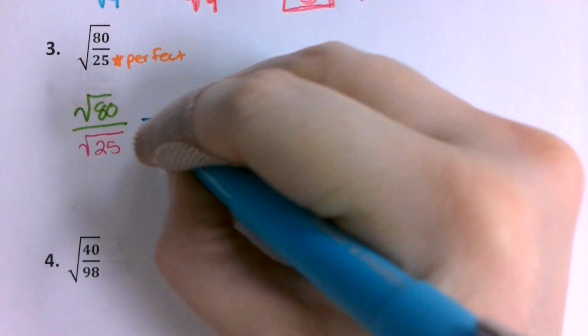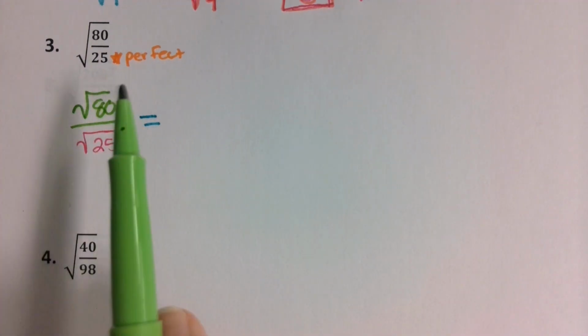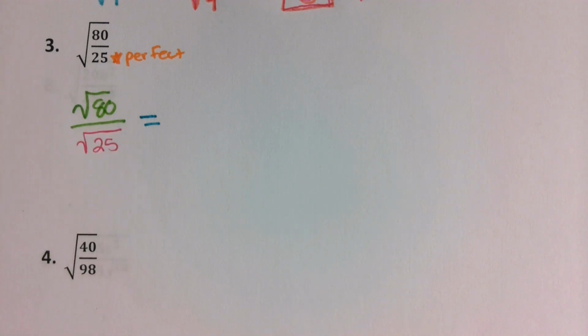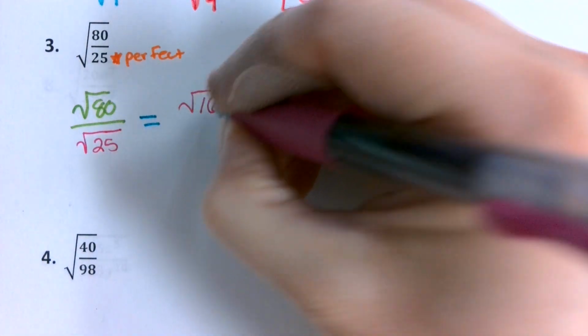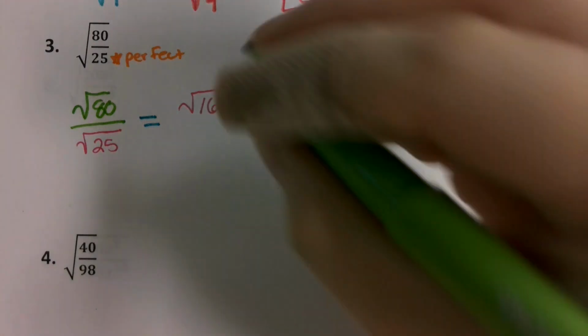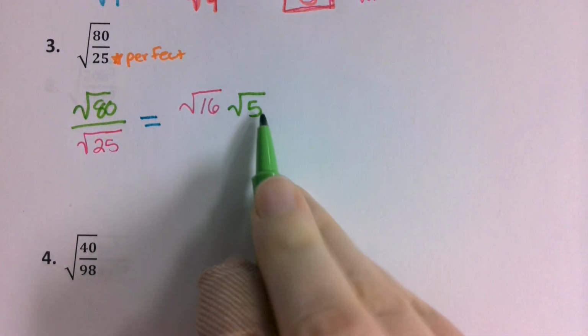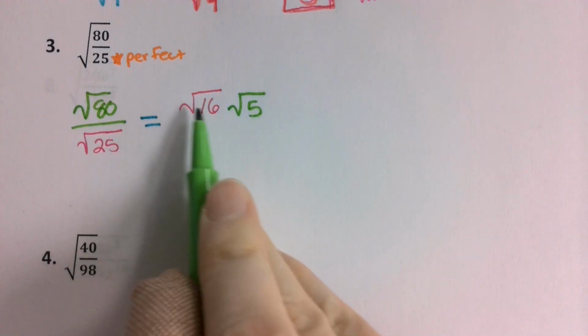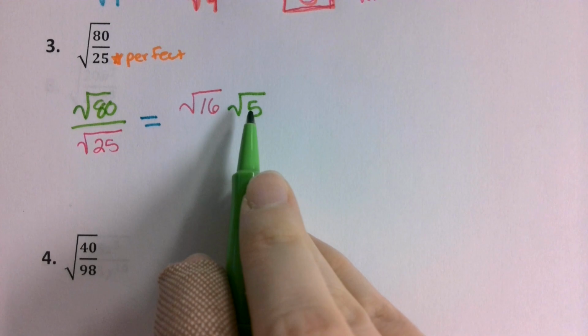Yeah, right? Square root of 80 can be broken apart. What is the largest perfect square that can go into 80? 16. Square root of 16 can go into 80. So I can break this up as square root of 16 and the square root of 5, because 16 times 5 is 80, and square root of 16 is a perfect square. Square root of 5 is as simplified as it's going to get as a non-perfect square.